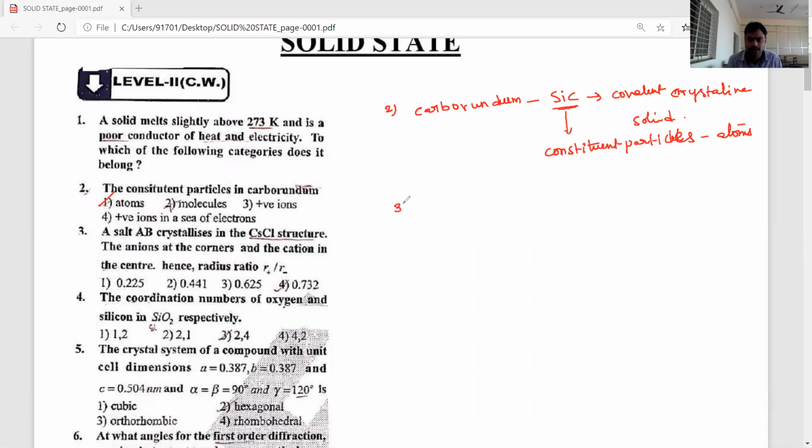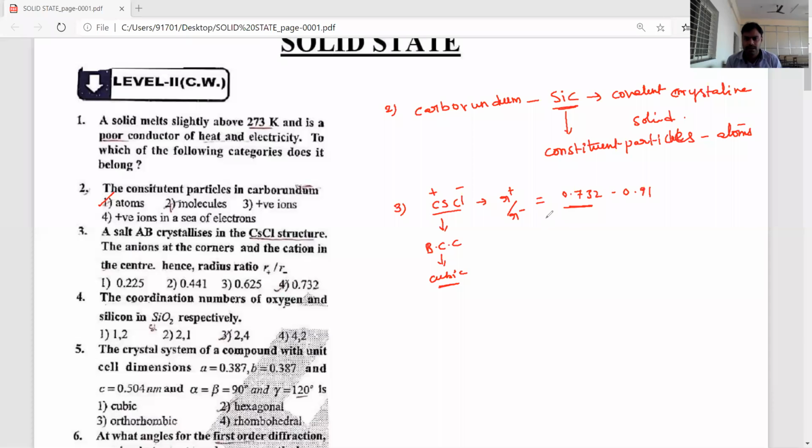Now let's see the third question. What they asked: a salt AB crystallizes in the cesium chloride structure. In that, cesium is the cation and chlorine is the anion. They asked for the radius ratio of cation and anion in cesium chloride. For solving this question, we discussed radius ratio, coordination number and examples in tabular form. According to that, cesium chloride has a BCC, cubic crystal structure, and the radius ratio is between 0.732 to 0.991. So only the lower limit we need to take.